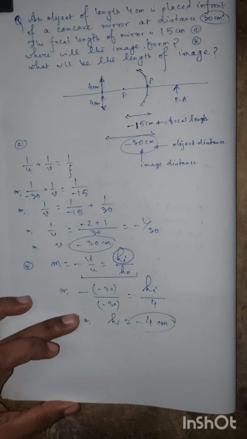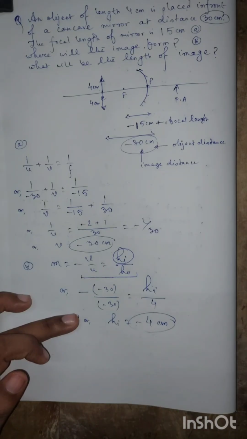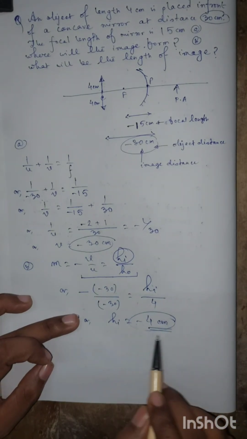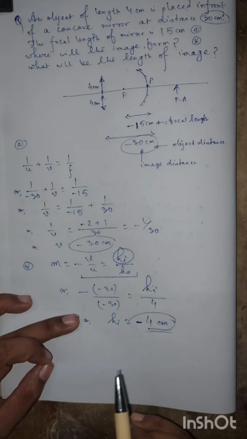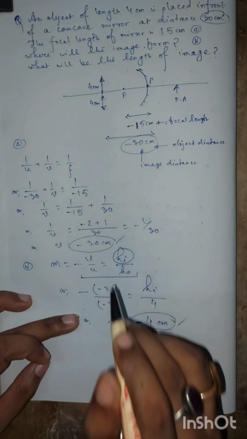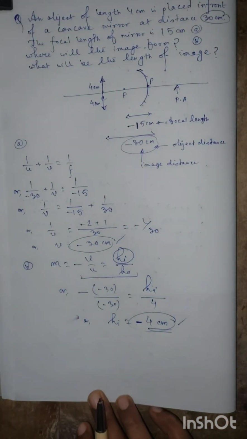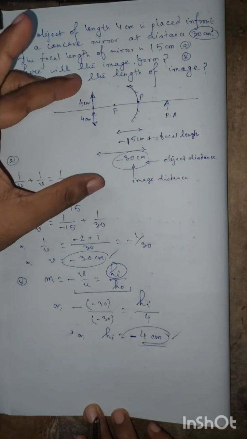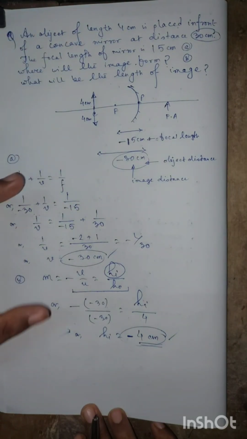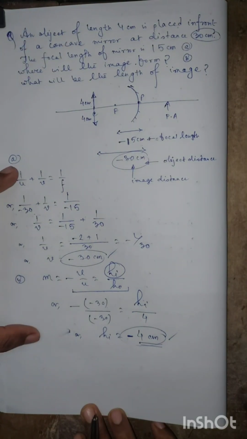That means the image length, or we can say the height of the image, will be 4 centimeter, and the image will be a real image. The minus sign signifies the image is a real image. Okay, so this is our solution of part B. So these are our solutions. This question can be solved using the diagram and the concepts, or it can be solved using the mirror formula and linear magnification.